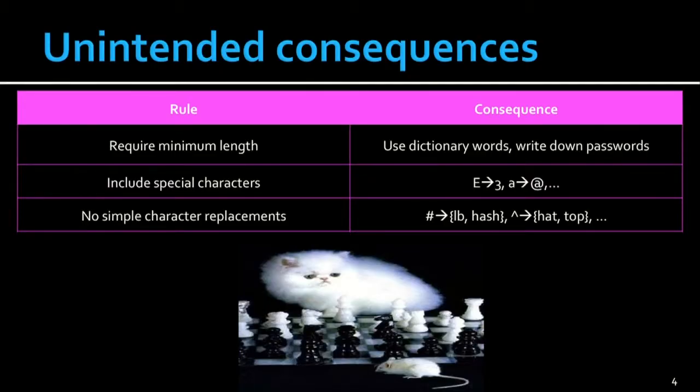And these rules have unintended consequences. Like if you require a minimum length on the password, what the users do is that they use dictionary words, or they write down their passwords because they want to remember the password. Or if you require that the password includes special characters, then what the users typically do is that they have these simple replacement rules, like replacing E with 3, A with @, and they just use these to come up with some special characters. And if you even forbid these simple replacements, then what users do is that they map characters to a small set of concepts like hash and pound, hat and top, and so on.